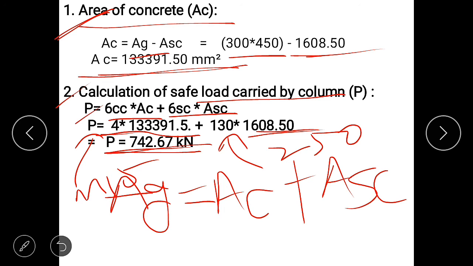So in this lecture we solved some numericals of axially loaded column, that is, for interior column we calculated the load. Anyone having doubt on this lecture, you can ask the question in the chat box. Okay, thank you.